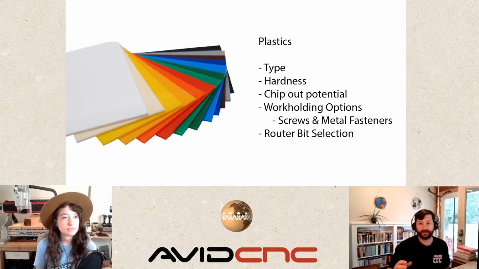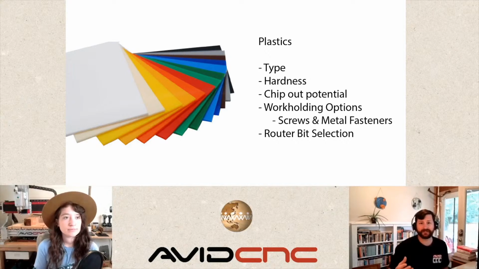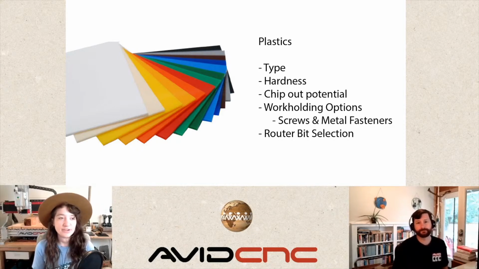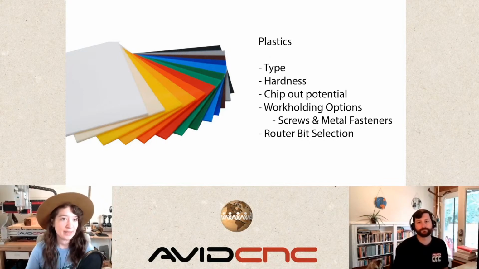And we're also going to talk about work holding with plastics, and what are some things that plastics give us trouble with. Heat dissipation and chip evacuation are two things that I know are very important to pay attention to when you're machining plastics. Right. Plastics are a very different type of material from plywood, but they're both very approachable materials to work with.